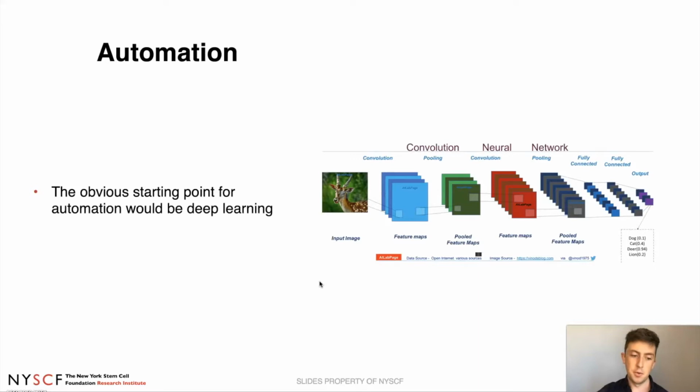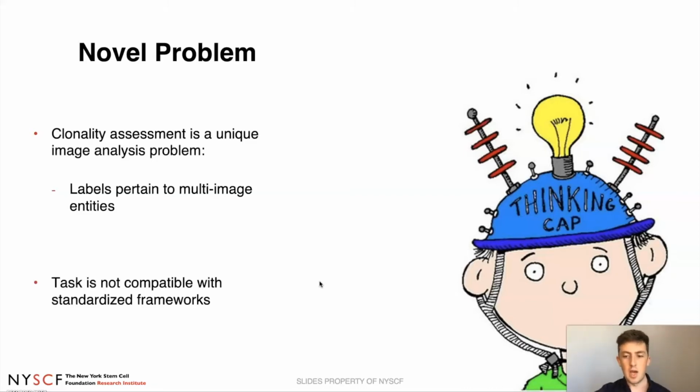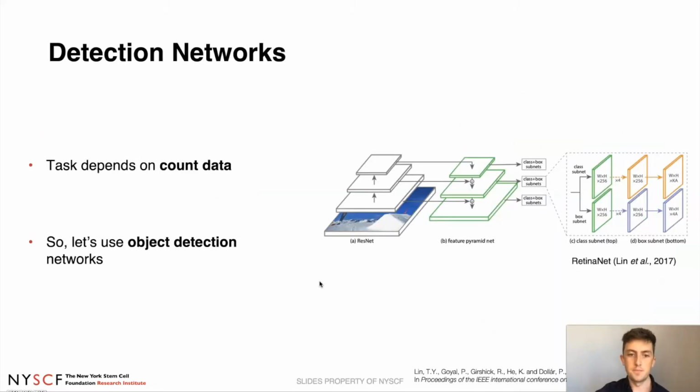And the immediate turning point would be deep learning, obviously. But we have a novel problem in some ways in that the labels we wish to assign are multi-image entities. So we can't simply take a ResNet 50, assign semantic labels to single images and fit the data on that basis. So we have to be a little bit more innovative in some ways.